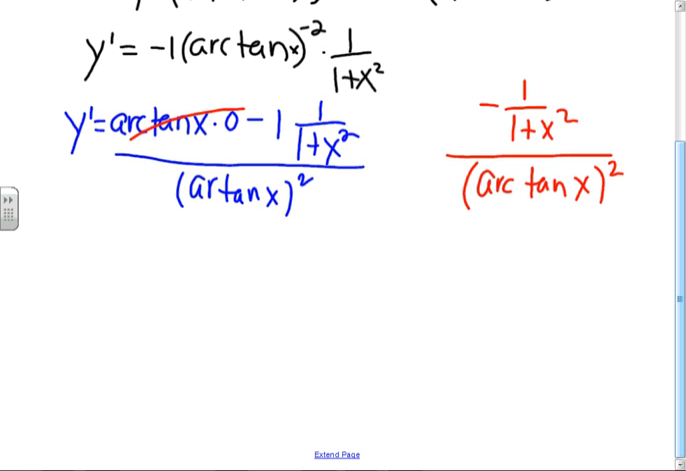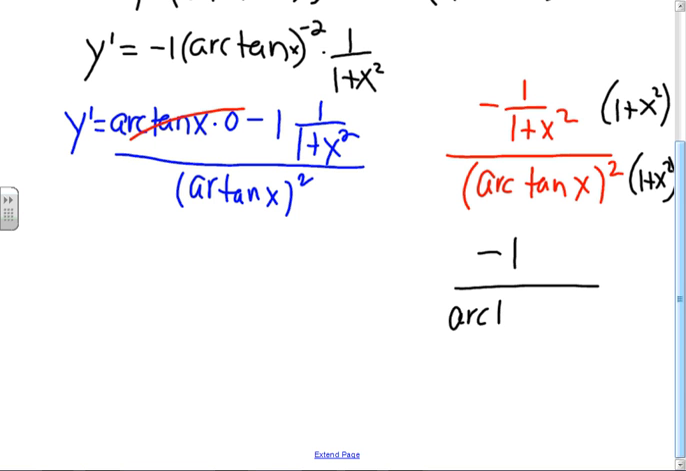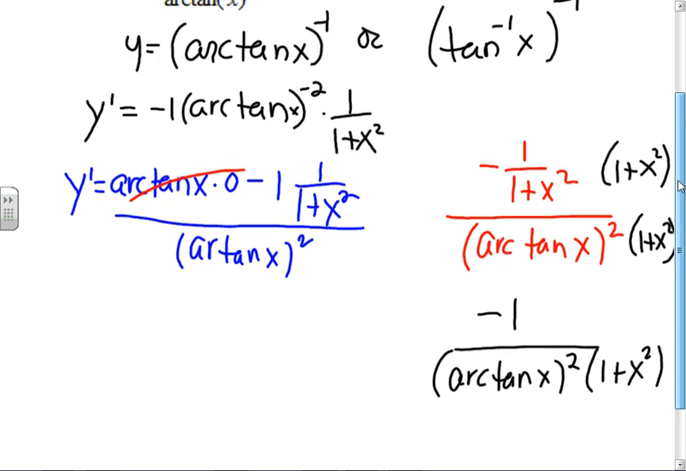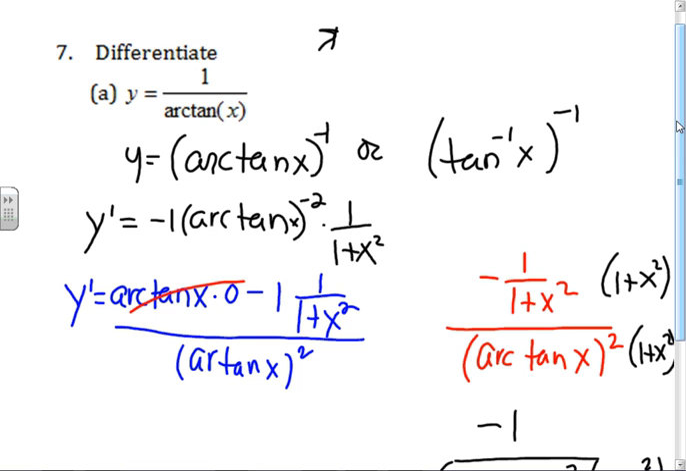But if I want to simplify that, this is in the denominator, that's in the denominator. Let me prove to you why they're both going to be in the denominator. This is 1 plus x squared, and this is 1 plus x squared. So this gives you negative 1 over arctangent squared, which is 1 plus x squared. Now, that's the same as this piece right here. The next one's a little trickier.